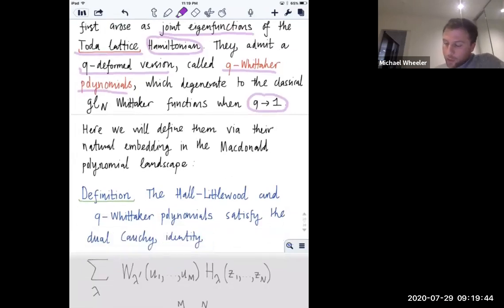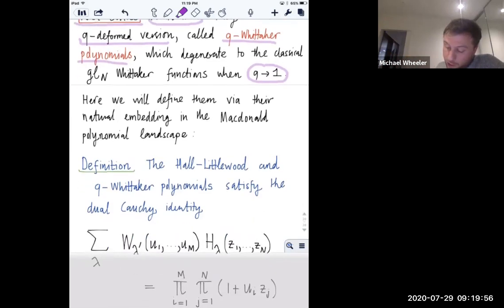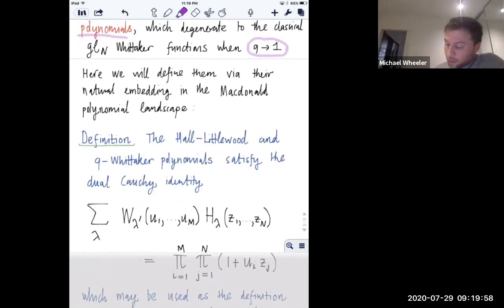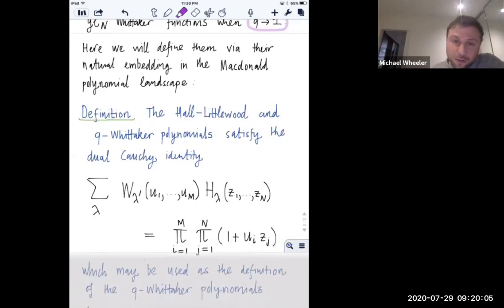We're not going to give the definition in terms of eigenfunctions of the Toda lattice. We're just going to define them straight from the Macdonald polynomial theory. The definition we're actually going to give is a little bit of a cheat, but I find it expedient for the purposes of the talk.